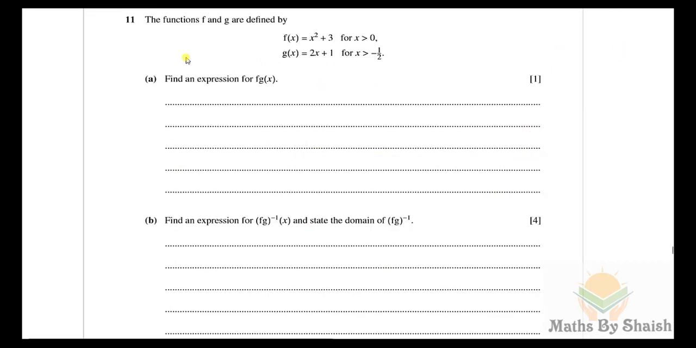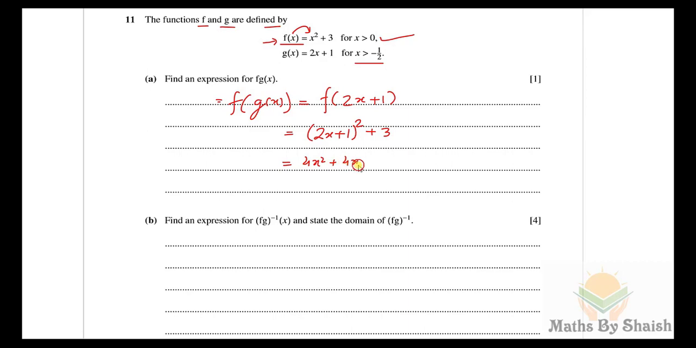Here's question number 11. The functions f and g are defined by this: f of x is equal to x square plus 3 for x greater than 0, g of x is equal to 2x plus 1 for x greater than minus half, and find an expression for fg of x. So we will write it as f of g of x. It means f of 2x plus 1, this is the input for the function f. The function f squares the input and adds 3, so it is going to be 2x plus 1 whole square plus 3, which is 4x square plus 4x by the identity, plus 1 plus 3, or we can write it as 4x square plus 4x plus 4. This is f of g of x.